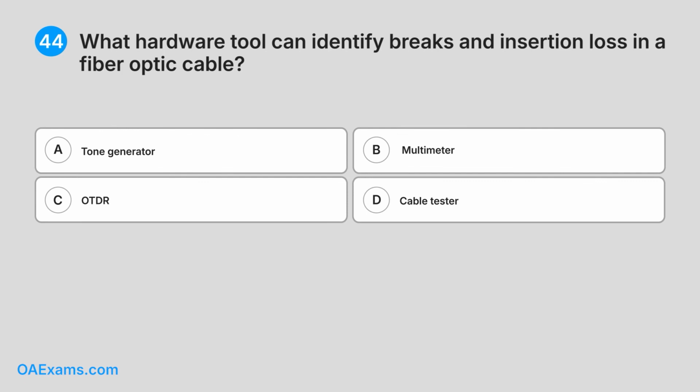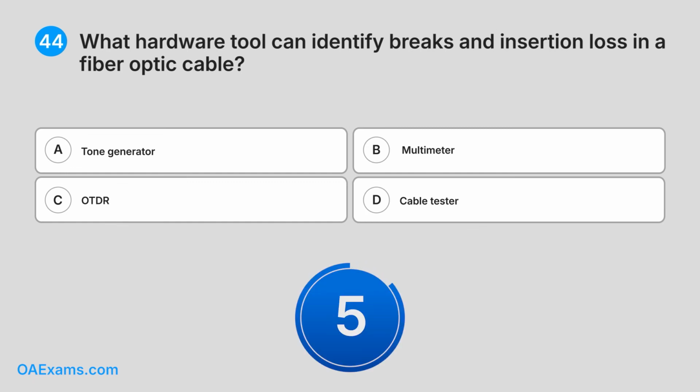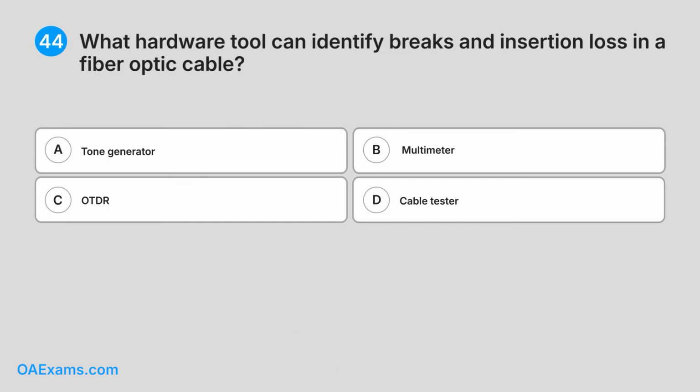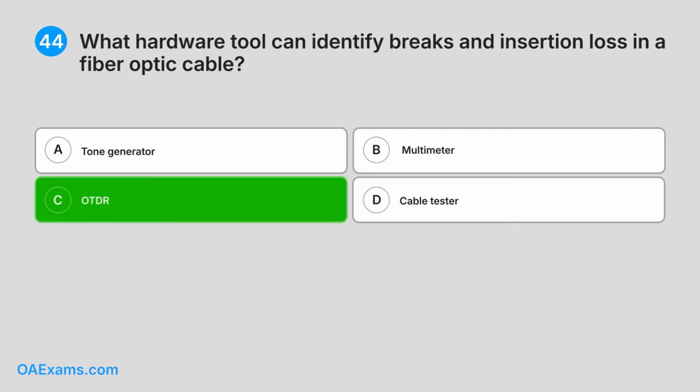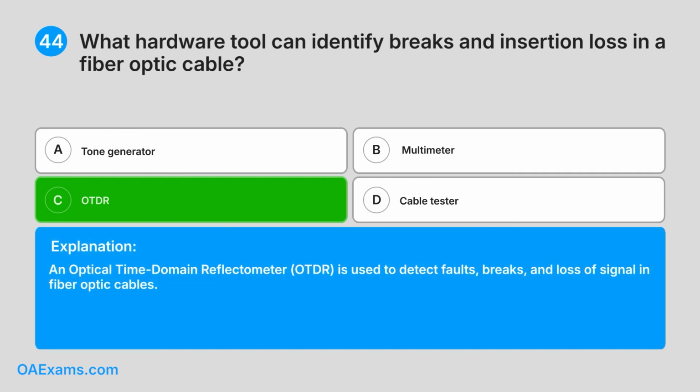44. What hardware tool can identify breaks and insertion loss in a fiber optic cable? A. Tone generator. B. Multimeter. C. OTDR. D. Cable tester. Do you know the answer? Correct answer. C. OTDR. Explanation. An optical time domain reflectometer, OTDR, is used to detect faults, breaks, and loss of signal in fiber optic cables.